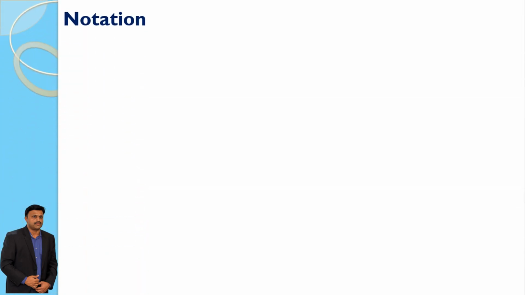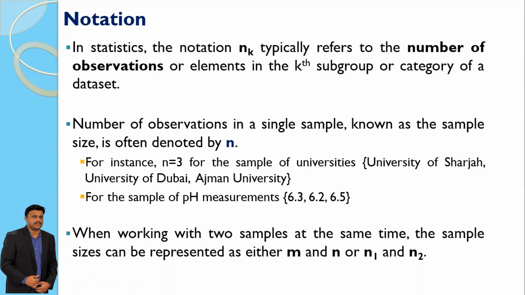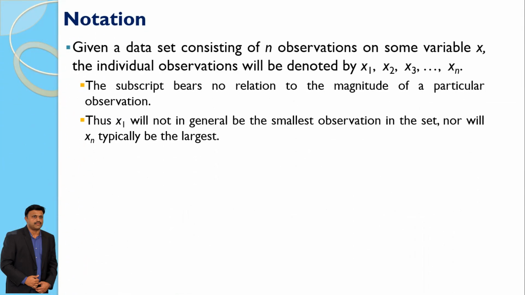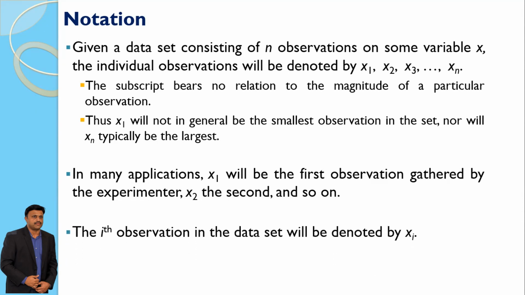In statistics, notation typically refers to the number of observations or elements in a subgroup of a dataset. For example, the sample size is often denoted by n. When dealing with data sets, individual observations are denoted by x1, x2, x3, and so on. The first observation is x1, the second is x2, and so forth.